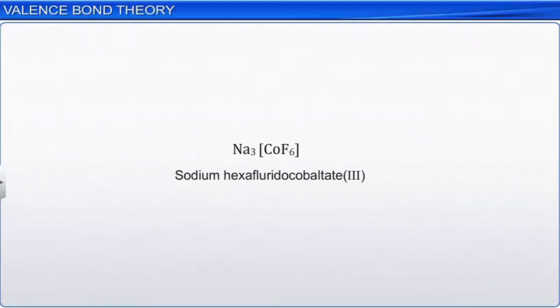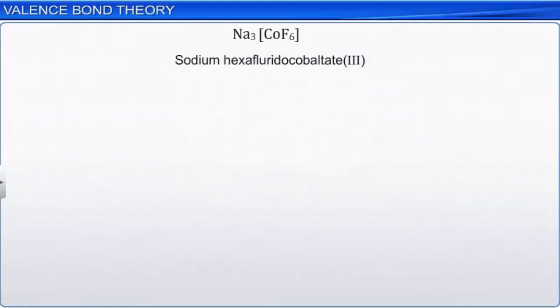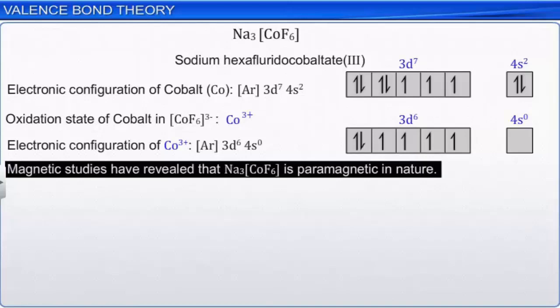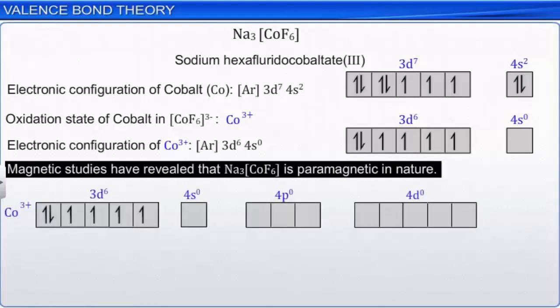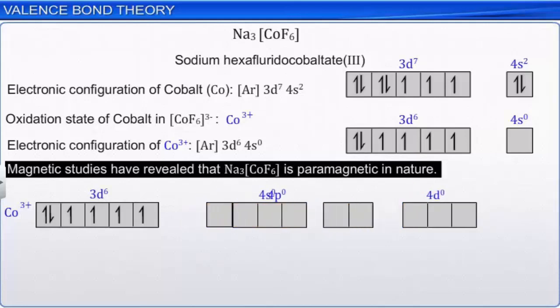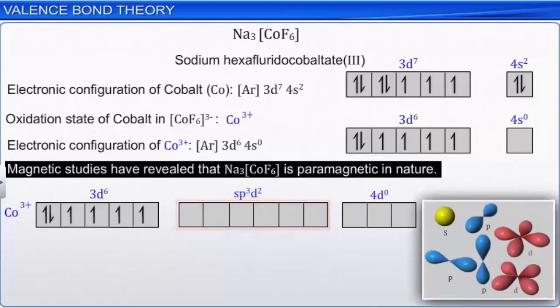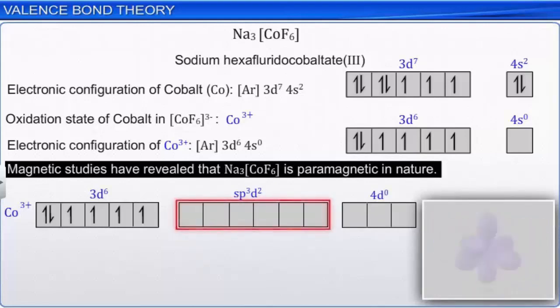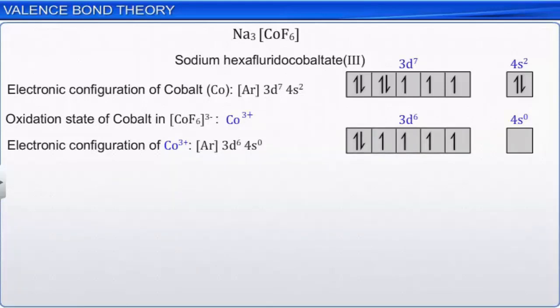Sodium hexafluoridocobaltate 3. Electronic configuration of cobalt is argon 3d7 4s2. So the valence orbitals consist of 3d7 4s2. In the 3d7 orbitals, 3 unpaired electrons can be seen. So the oxidation state of cobalt in hexafluoridocobaltate is 3 plus. So the electronic configuration of cobalt 3 plus is argon 3d6 4s0. You can see in this cobalt 3 plus ion there are 4 unpaired electrons, whereas in the cobalt atom there are 3 unpaired electrons.